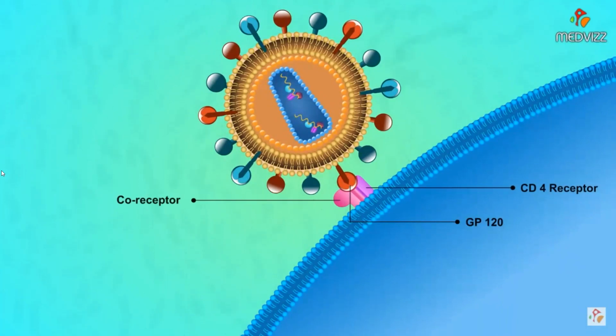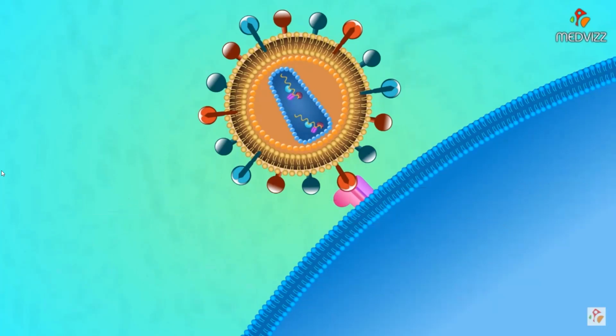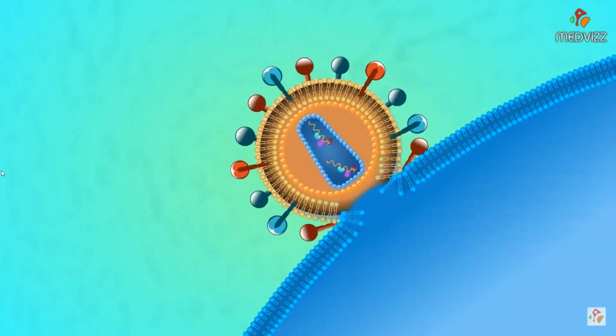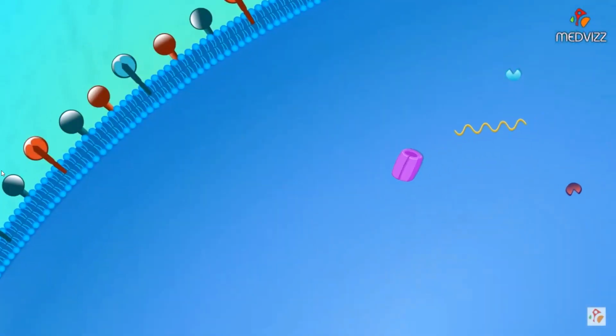The co-receptor differs for different host cell types. In T lymphocytes, the co-receptor is called CXCR4, whereas on macrophages, the co-receptor is called CCR5. After attachment, the viral envelope and host cell membrane fuse, resulting in entry of the virus into the cell.